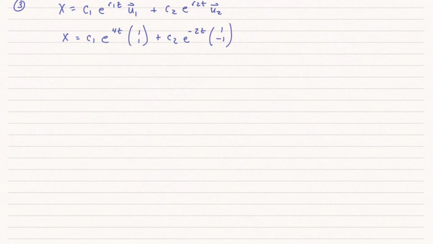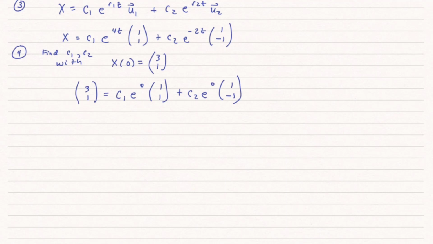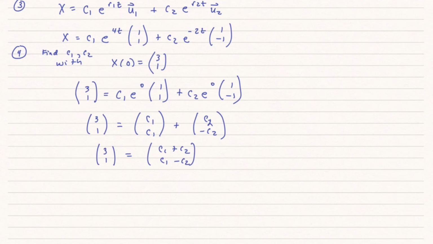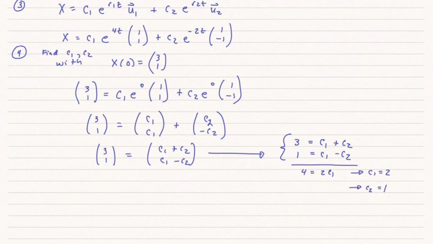Our last step now is to find the C1 and C2 given our initial condition. I know that my initial condition is x(0) equals 3, 1, and so this is what I end up with. Again, I'm plugging in t equals 0, and I'm plugging in 3, 1 for my value of x at that time t. I go ahead and use my rules for multiplying matrices by scalars, and now I'm going to go ahead and add my matrices. I now have two equations with two unknowns. Now I'll go ahead and solve this by elimination. So I find that C1 is equal to 2 and C2 is equal to 1.